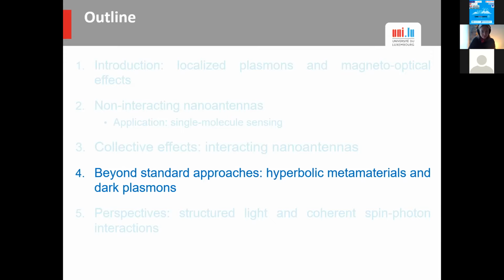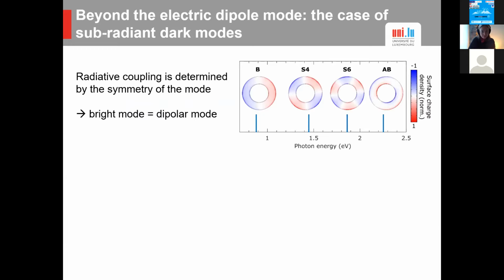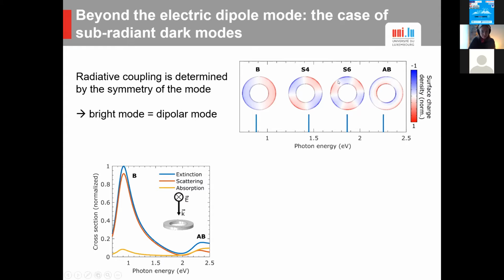But if you go beyond standard approaches, recently we focused on two different approaches. One is an approach based on dark plasmon. What are dark plasmon? Just consider a plasmonic nanostructure that has a ring shape. In this type of nanostructures, you can excite both bright modes, so they can couple very easily with the external electromagnetic field, like this bonding and antibonding modes. But then you have also these two intermediate modes that are dark modes.